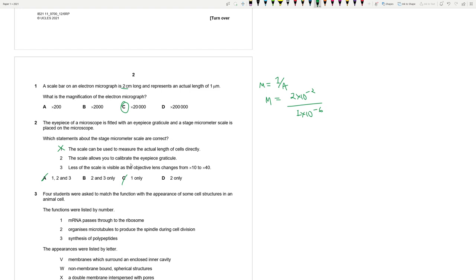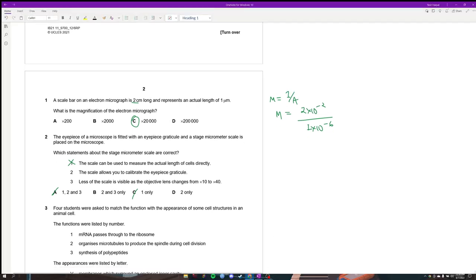The scale allows you to calibrate the eyepiece reticle, that is true. Less of the scale is visible as the objective lens changes from 10 to 40. Right. This is also true. I'll show you something. Wait up. We're talking about the stage micrometer, right? Stage micrometer at different magnifications, right? Let's see.